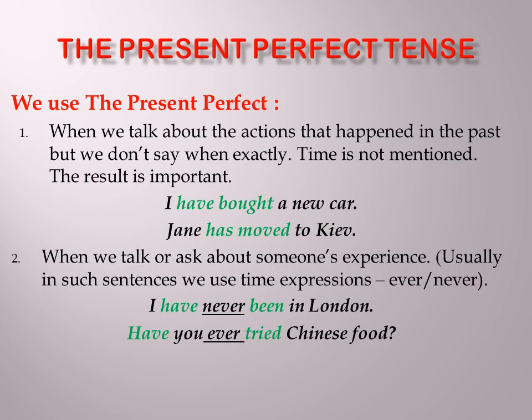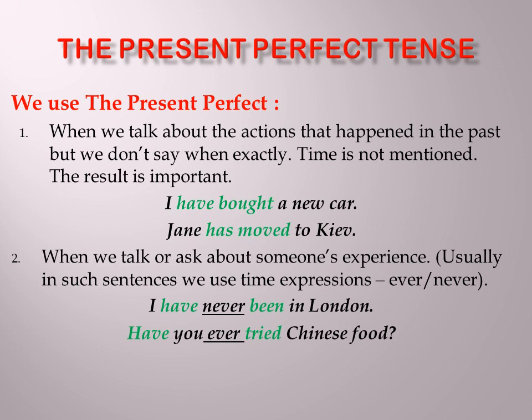We use the present perfect when we talk about actions that happened in the past, but we don't say when exactly. Time is not mentioned, the result is important. Look at the examples. I have bought a new car. Jane has moved to Kiev. In these sentences, the actions happened in the past, but when exactly we don't know. Time is not mentioned, the result is important.